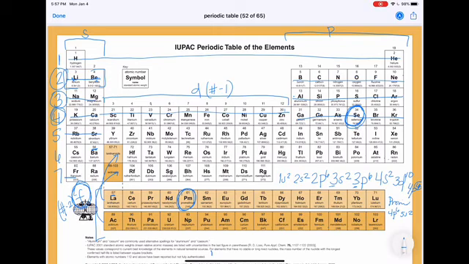And then it would go 4. Remember, we dropped down 1. So we're actually in 5, but because it's a D, it's going to drop down 1. 4d10. And then back up to 5p6. I'm running out of room. Okay. And then 6s2. All right.